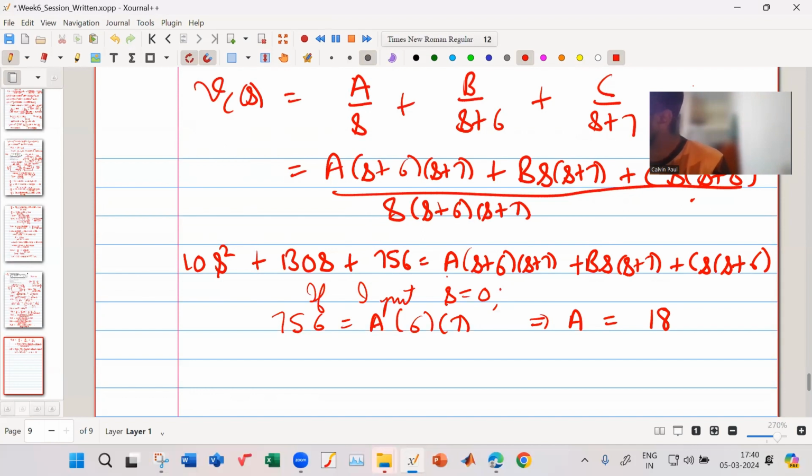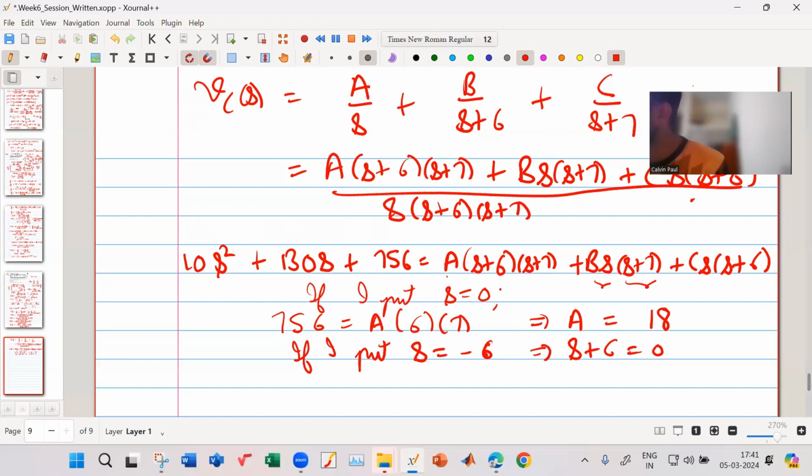Now I want to find the value of B. So it has S plus 7, it does not have S plus 6. So if I put S equal to minus 6, what will happen? S plus 6 will become 0. That would mean S plus 6 equal to 0.